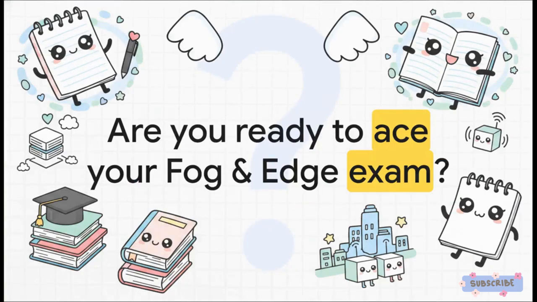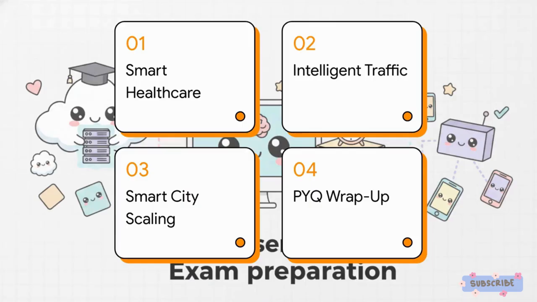Okay, let's dive into this. Seriously, I want you to grab your notebook right now and get ready to sketch these architectural block diagrams right alongside me. By the time we finish this explainer, you are going to have exactly what you need to absolutely dominate those case study questions and lock in those final grades. So here is our blueprint for today. We're looking at smart healthcare network design, intelligent traffic systems, smart city hierarchical scaling, and we'll wrap it all up with a rapid-fire review of high-yield previous year questions.